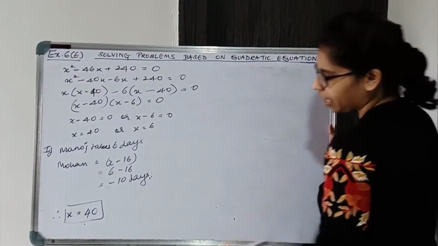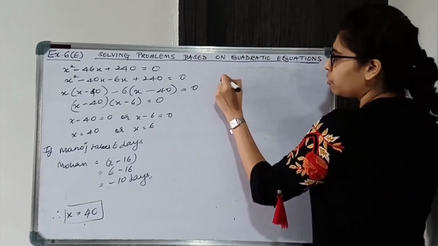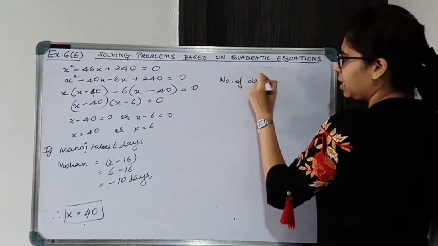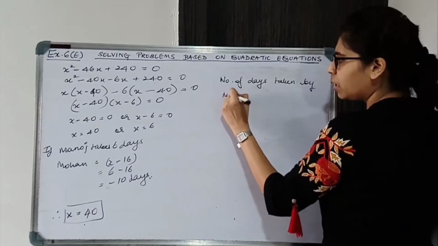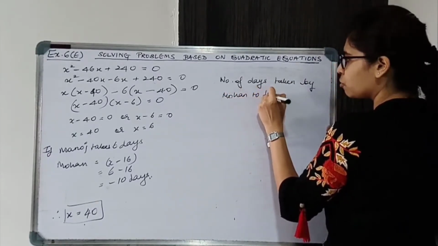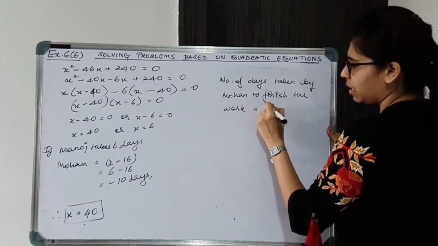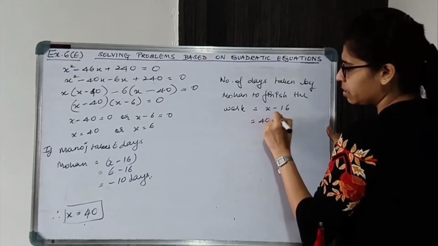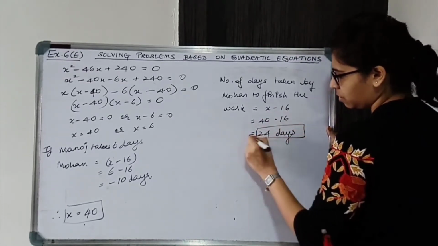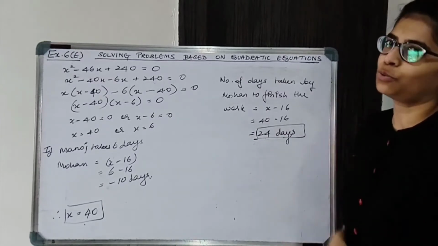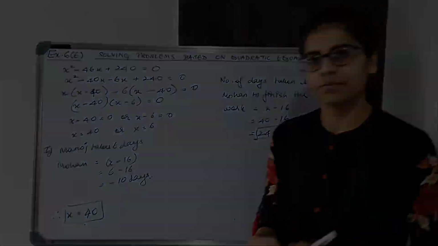We need to find the number of days taken by Mohan alone to finish the work. So number of days taken by Mohan to finish the work is x minus 16, that is 40 minus 16, that is 24 days. Don't forget to write down the unit. Okay, so write down the final statement and box the answer.